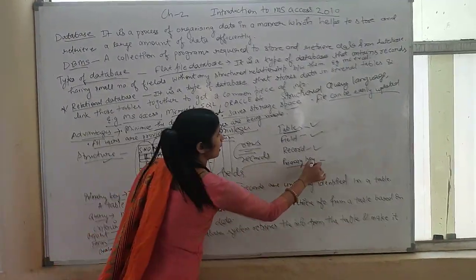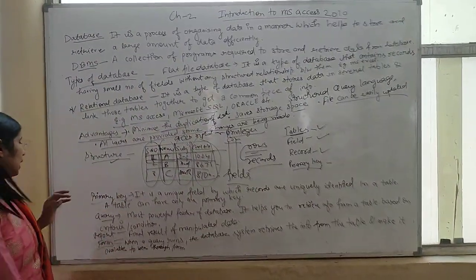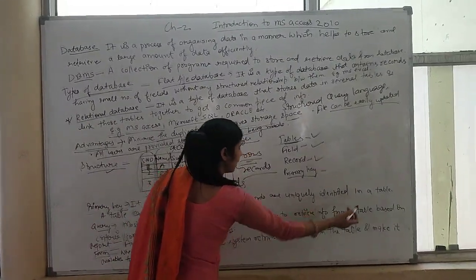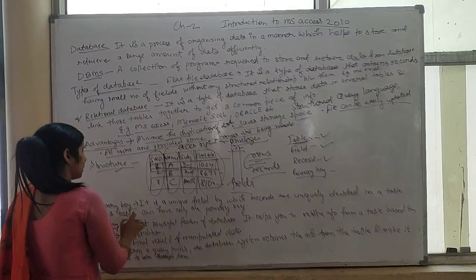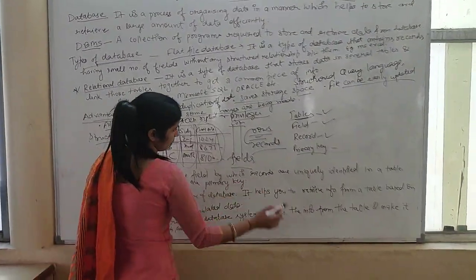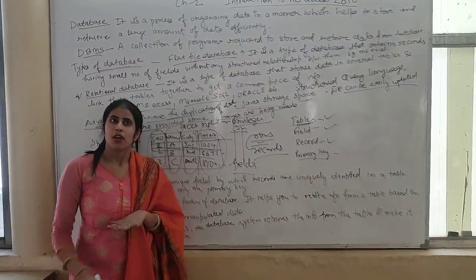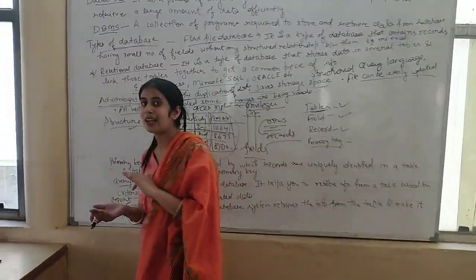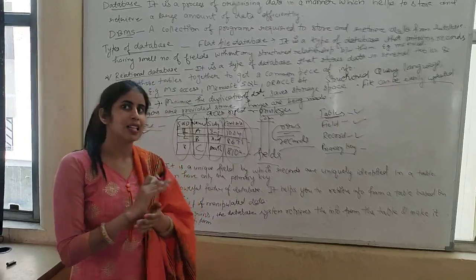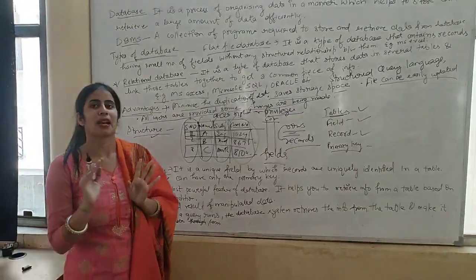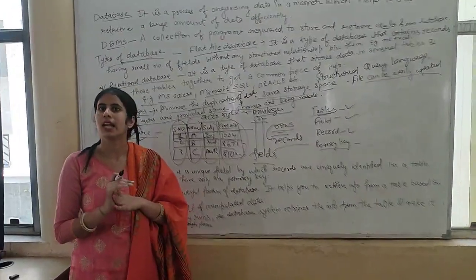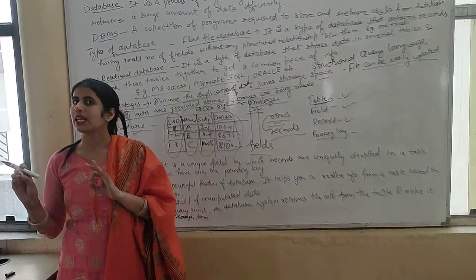Next is primary key. Primary key is a unique field by which records are uniquely identified in a table, and a table can have only one primary key. If we have bulk data, how can we access the data easily? To access the data easily, we should use a primary key. What is a primary key? A primary key is a field that does not match with anyone.